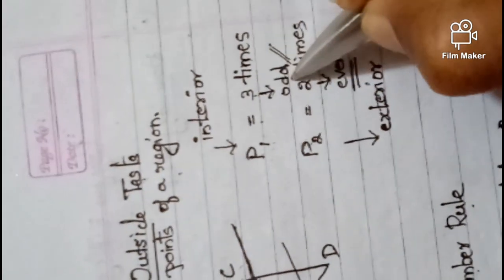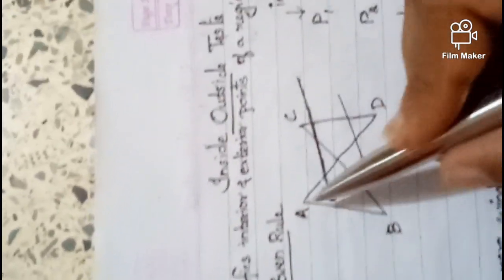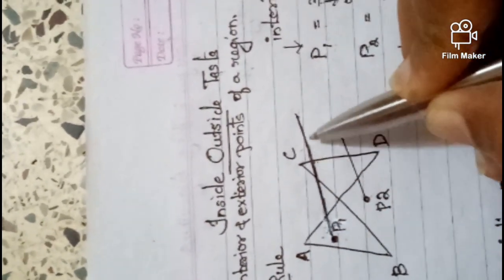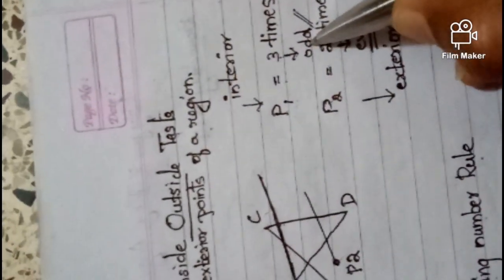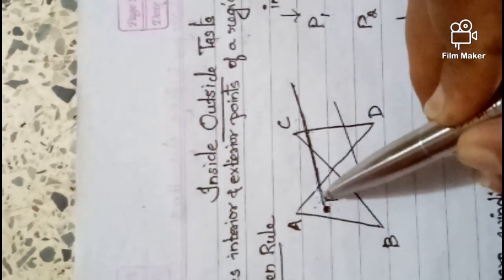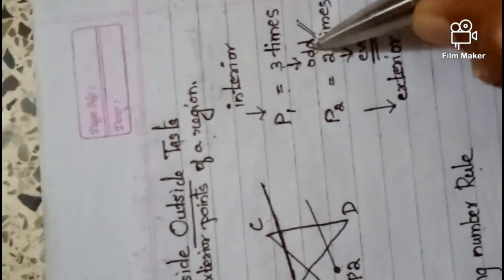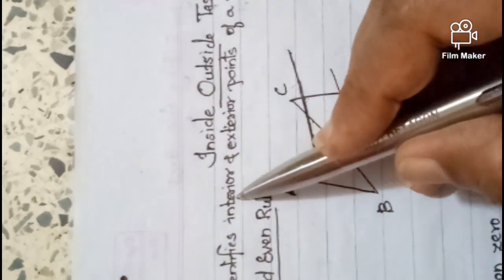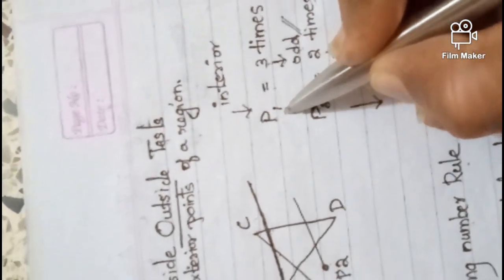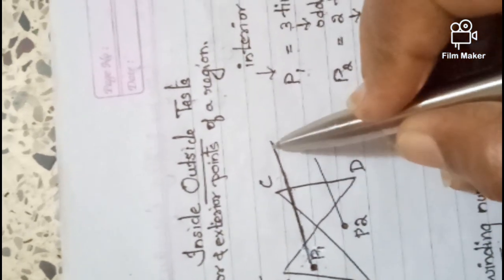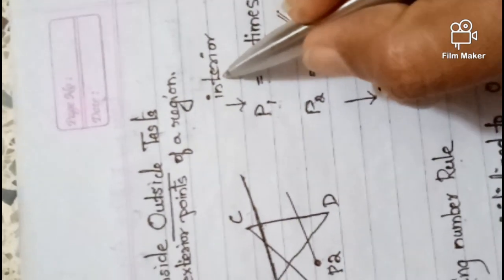Now this 3 is an odd number. The rule says if the line drawn from a point crosses the edges an odd number of times, then it is an interior point. Since the line drawn from P1 crossed 3 times and 3 is an odd number, P1 is an interior point.